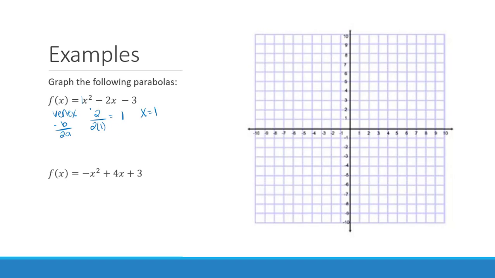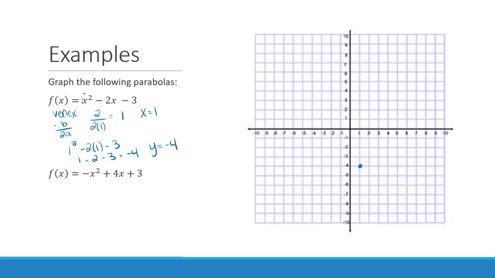Now I'm going to take that 1 and plug it in. So this is going to be 1 squared minus 2 times 1 minus 3. So this is 1 minus 2 minus 3. So this is negative 1. Negative 1 minus 3 is going to give me negative 4. And so that means y is equal to negative 4. That's always going to be my starting point. This is either going to be my highest or my lowest point.